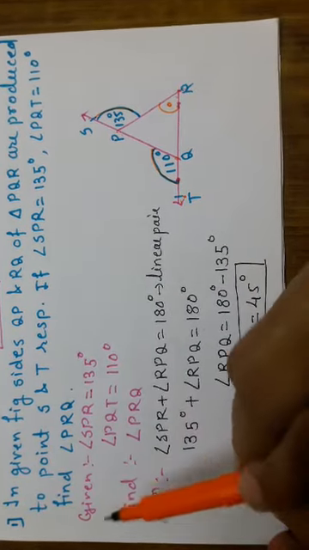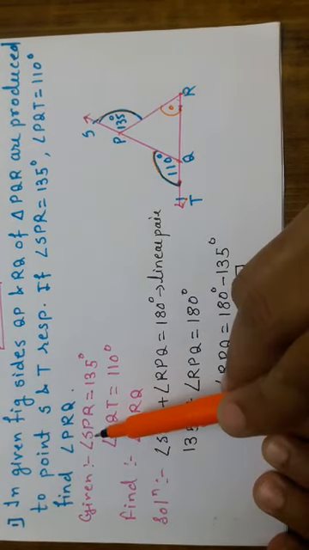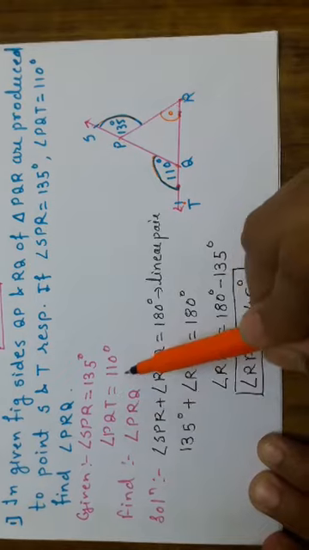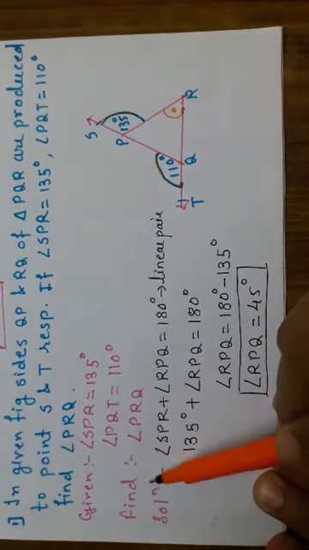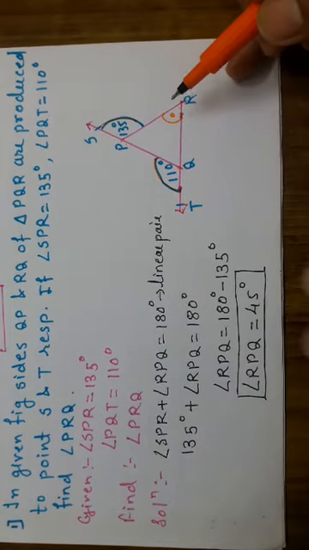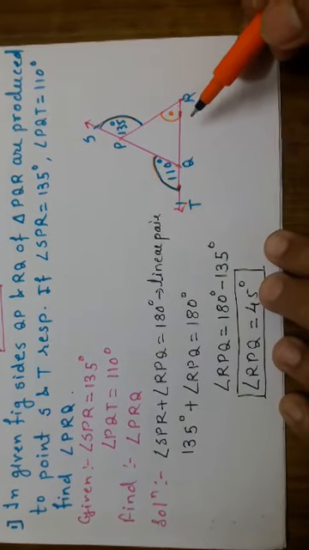Now first of all, what do we have to write? Given, that is angle SPR is equal to 135 degrees and angle PQT is equal to 110 degrees. What do we have to find? Angle PRQ. Okay. Now which property will we use?